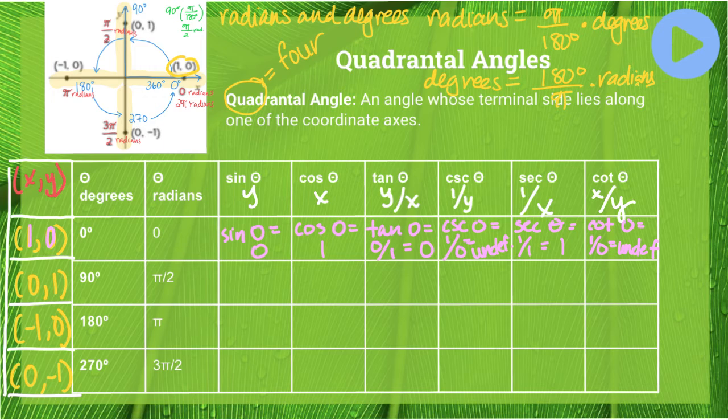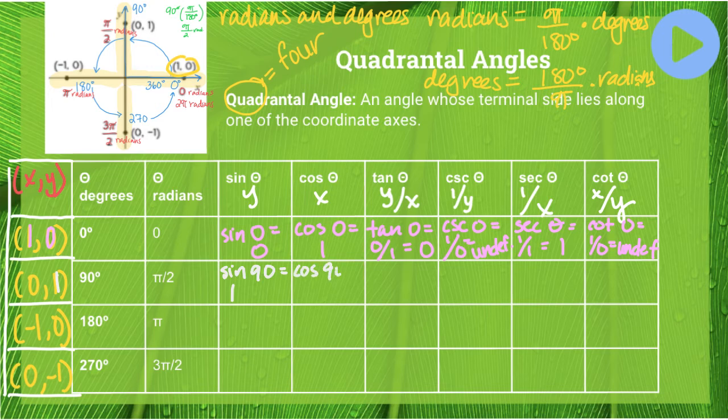So now let's take a look at 90 degrees. And you can write this as sine of 90 degrees or sine of pi over 2. Either one is going to give you the same output. So let's go ahead and start with sine of 90. And at 90 degrees, we're dealing with 0, 1 instead of 1, 0. So that would put our y at 1. So sine of 90 is 1.